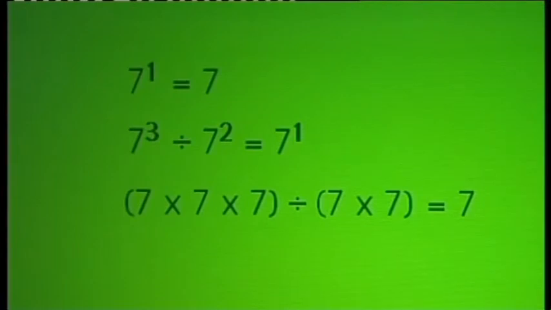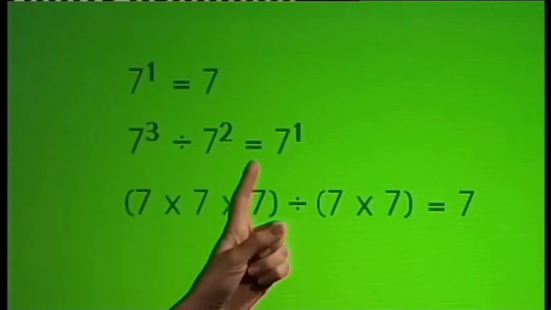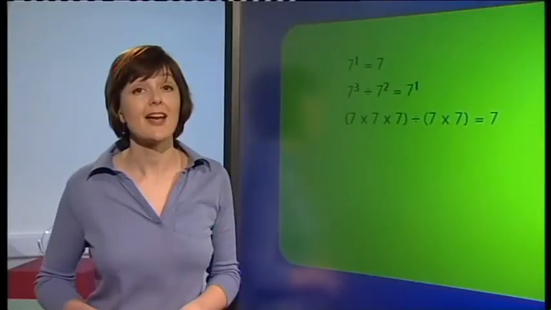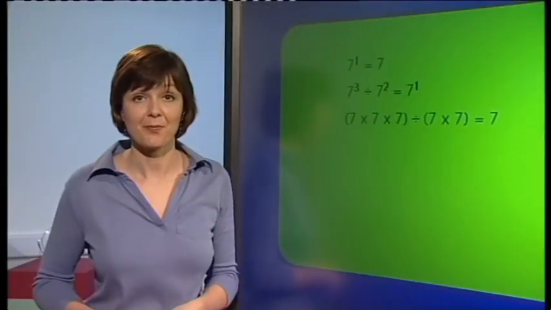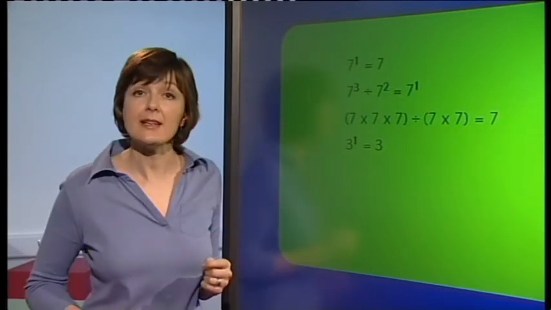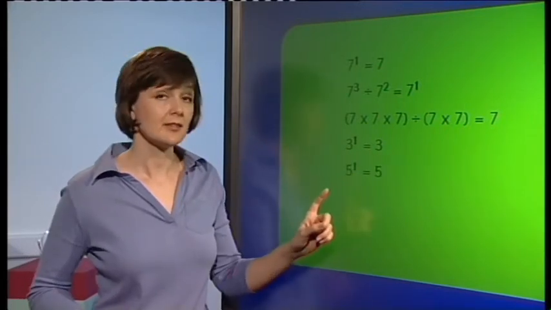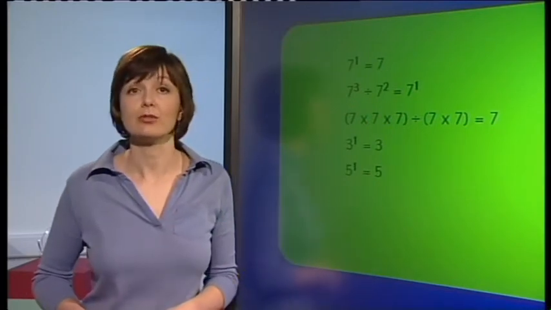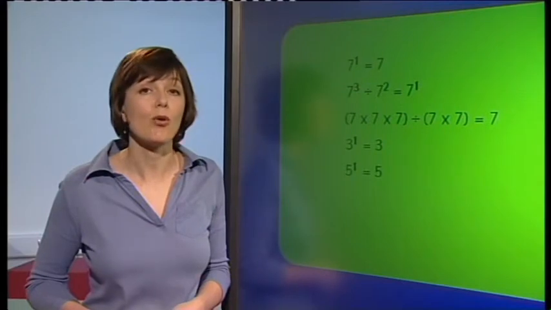So you ought to be convinced now that 7 to the power 1 is just 7. And of course that works for any number, not just 7. So 3 to the power 1 is 3. 5 to the power 1 is 5. Now this new rule allows us to do even more.